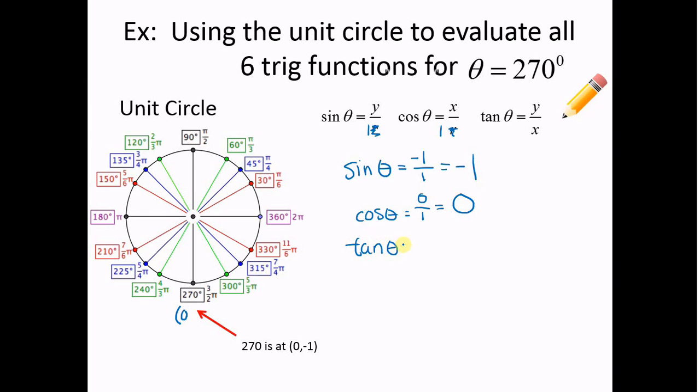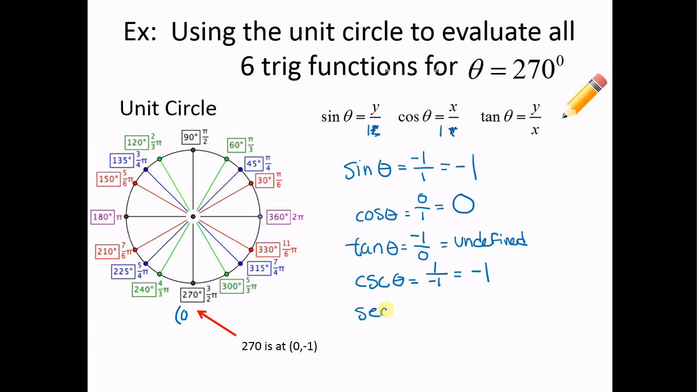Tangent of theta, y over x. Y is -1, x is 0. Uh-oh, look, I have a denominator of 0. Bad news. That means this is undefined. Can't get it. Error happens on the calculator. Bad things happen. What about cosecant? Well, what that is sine flipped. So that's going to be 1 over -1, aka still -1.